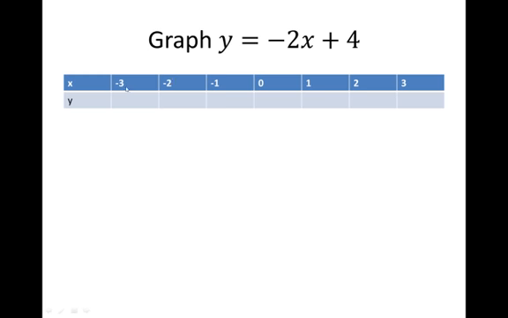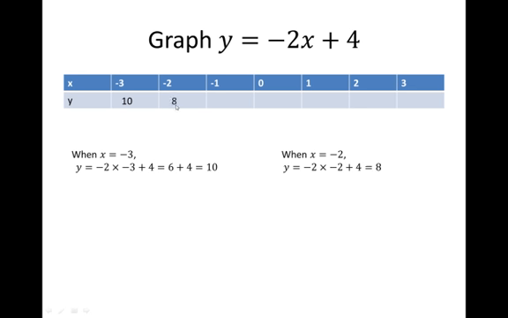Okay, so when x is -3, in this case this is -2 times x, so negative 2 times x, which is negative 3 here. So let's put that in. We had a plus 4, so put that plus 4 in. Negative 2 times negative 3 is 6, so 6 plus 4 is 10. Okay? Let's go to the next one. When x is negative 2, y is negative 2 times negative 2 plus 4, which gives us 8. Same thing as before, I'm not going to do every one of them. If you work them all out, this is what you will get.